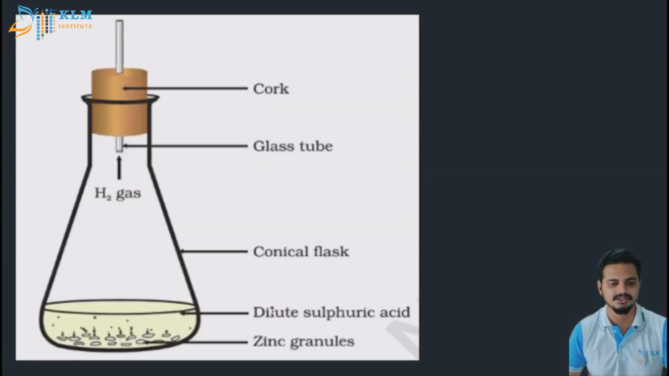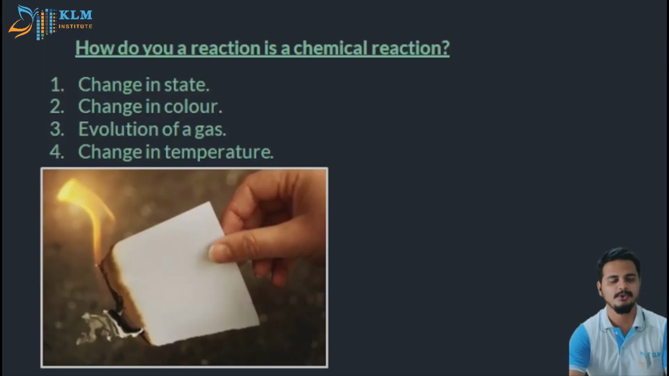Let's see another experiment. In a conical flask, take zinc and sulfuric acid. When you put zinc and dilute sulfuric acid together, it forms zinc sulfate with production of H2 gas and a little bit of heat. How do you know there is heat? If you touch the conical flask, you can feel its warmth. So by studying those two experiments, we can see change in state, change in color, evolution of gas, and change in temperature. If any of these four occur, it is a chemical reaction.